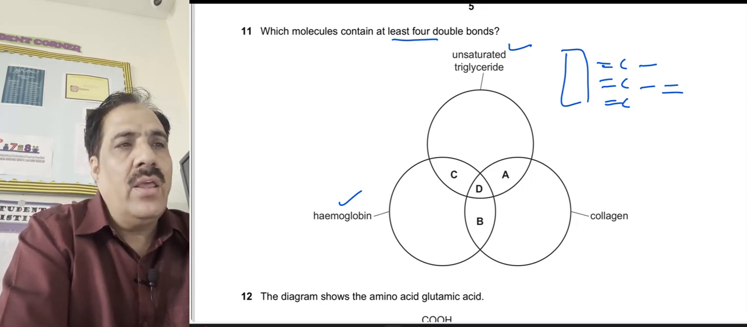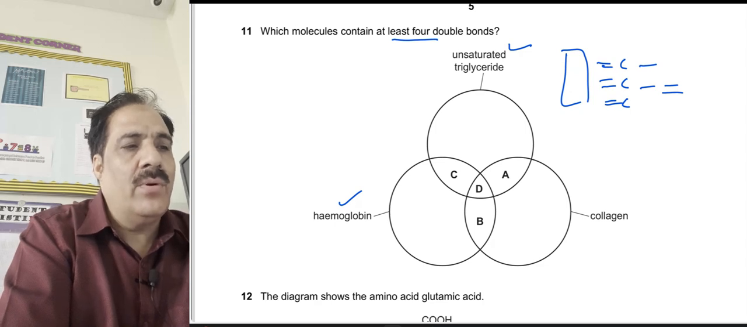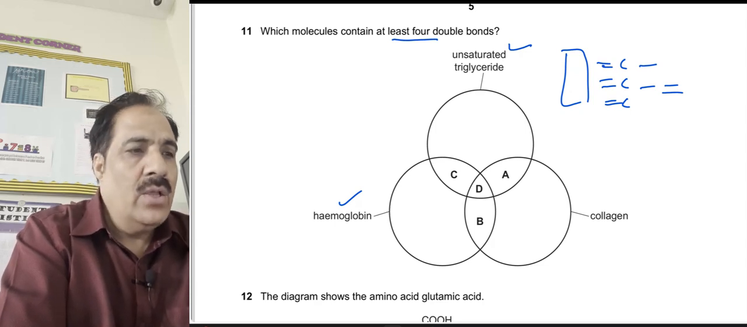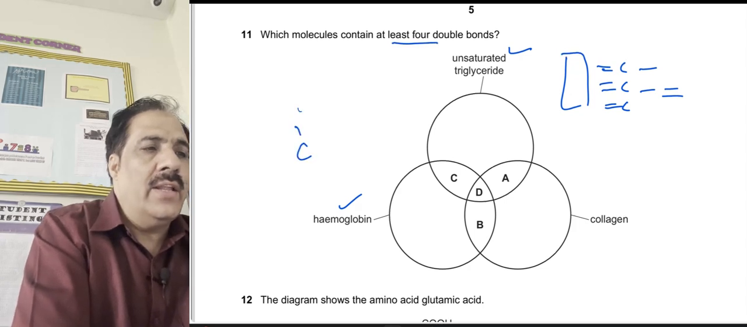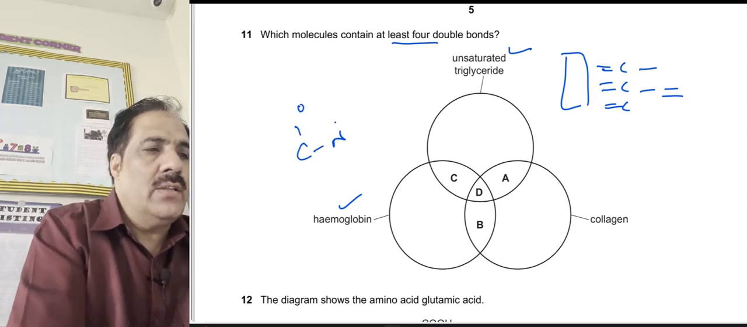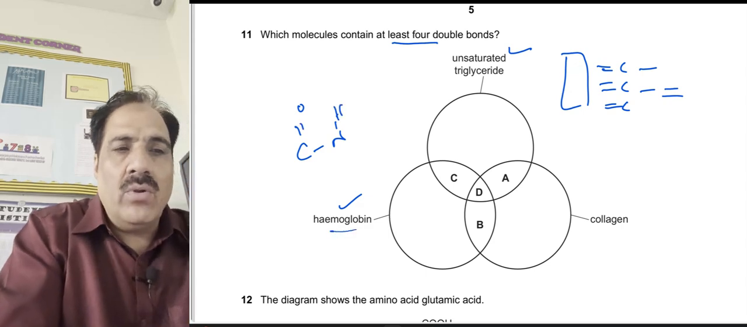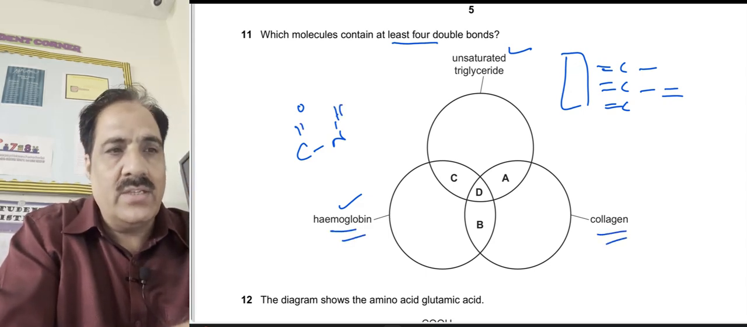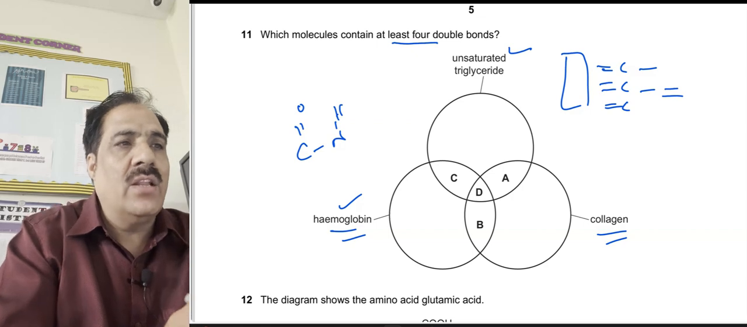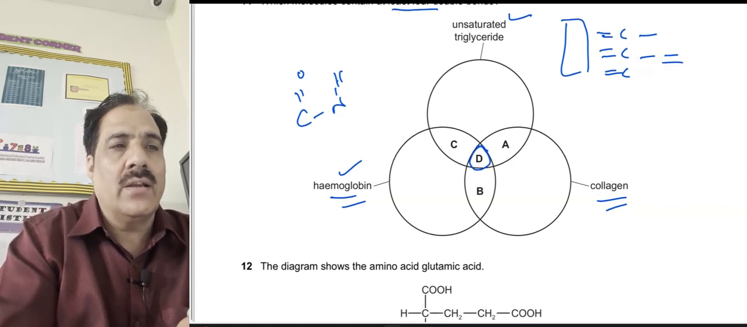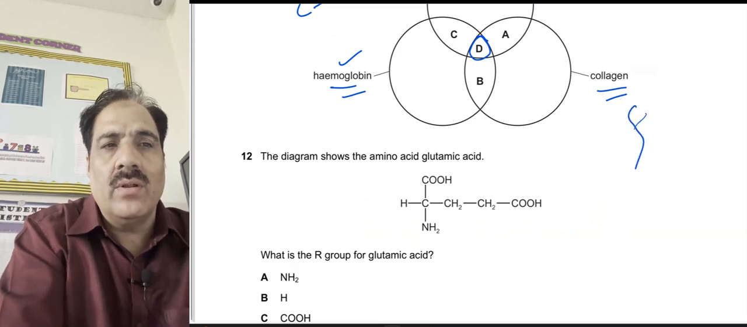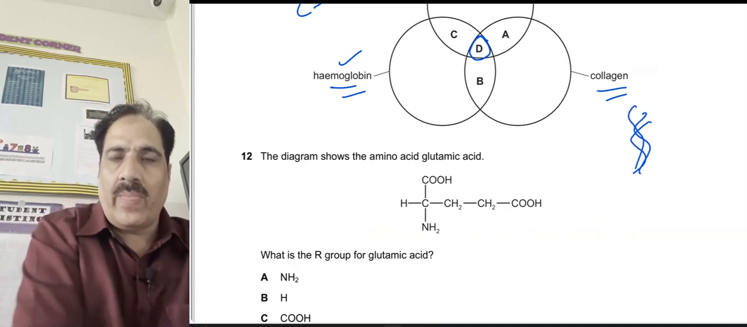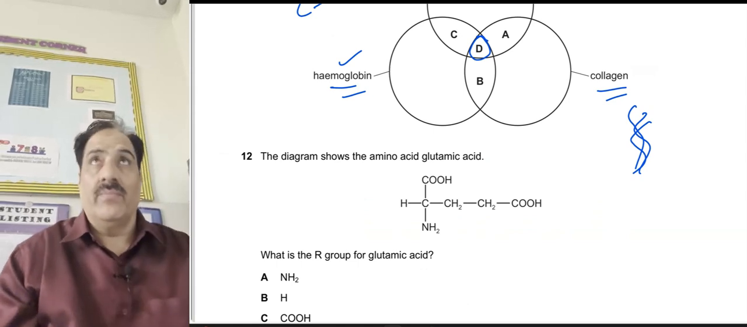And we know in the hemoglobin also we have the double bond present in the proteins. Because proteins contain the acid C double bond O and NH, so this also contains the double bonds. And collagen is also a protein, obviously this will also contain, so all of them contain at least 4 double bonds, so D is the correct answer. Because collagen molecule is made up of 3 polypeptide chains first of all. So we have all of them contain the double bonds between them.